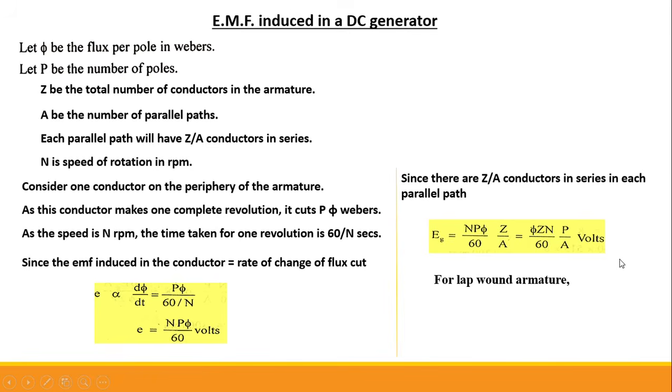The student should understand that there are two types of parallel path, one for lap winding, another one for wave winding. If we are following a lap wound armature, then the number of parallel paths A is equal to P. Number of poles will be equal to number of parallel paths. If wave wound is preferred, then number of parallel paths will be equal to 2 always. This is the EMF equation for a DC generator.